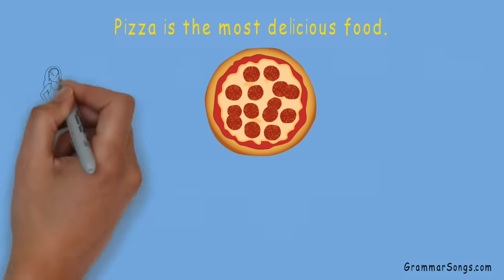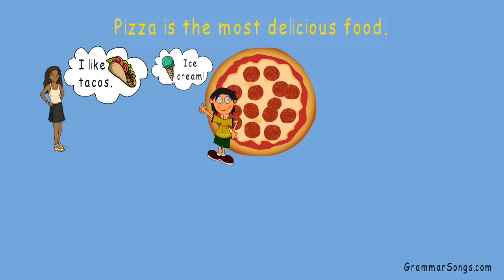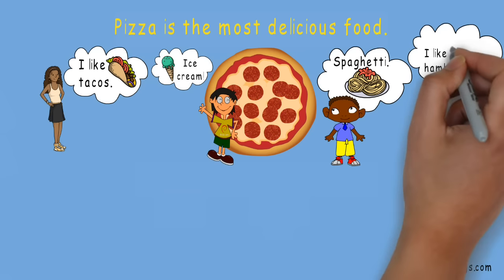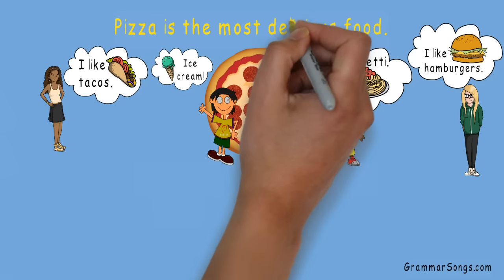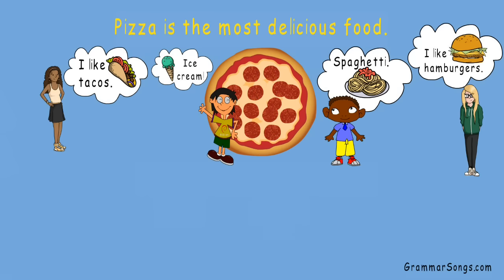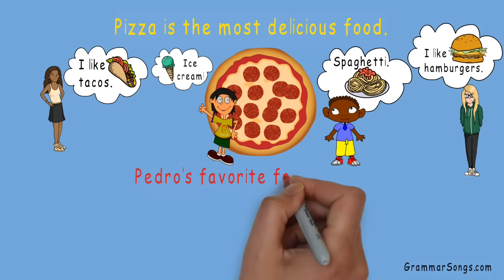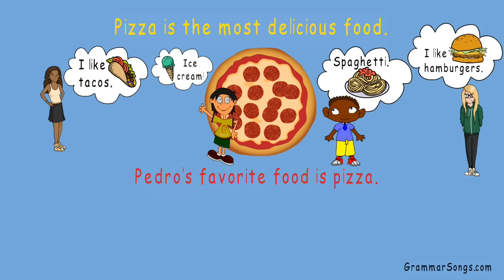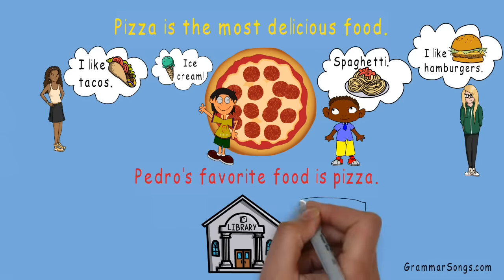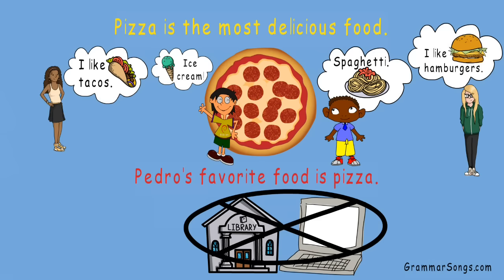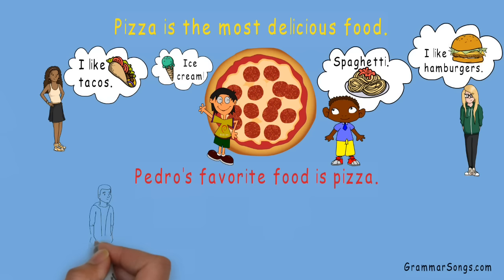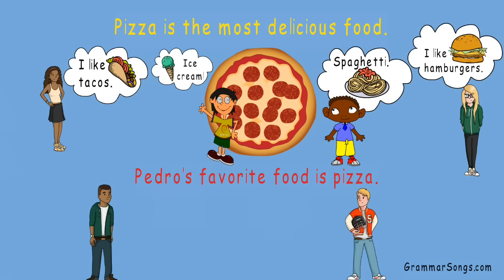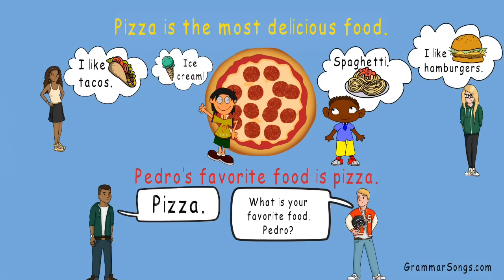For example, if I say pizza is the most delicious food, it would be an opinion. Many people would disagree and have their own opinions. There is no way to prove pizza is the most delicious food to be true. But if I say Pedro's favorite food is pizza, I would be stating a fact. I wouldn't need to go to the library or use online sources. I could just ask Pedro, and I could prove this statement to be true. What is your favorite food, Pedro?